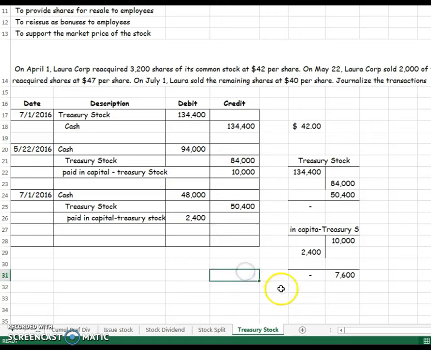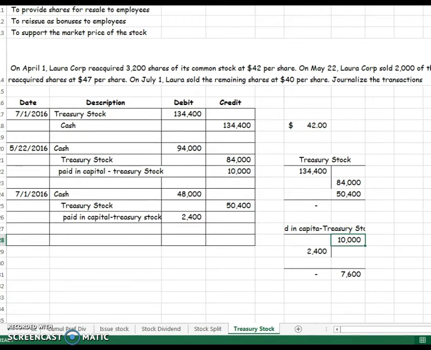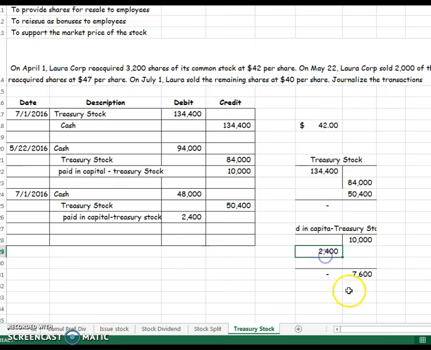Okay, so just to get a quick look of what this would look like inside of a T account, I'll start with treasury stock of $134,400. And then I subtract out the $84,000 that I sold on May 22nd, and I subtract out the $50,400 I did on July 1, and I come down to $0 because I've sold back all my treasury stock. I don't have any anymore. So what I do still have from these is the paid-in capital treasury stock, because I started off with $10,000 here, and then I reduced it by $2,400 here, so I'm left with $7,600.